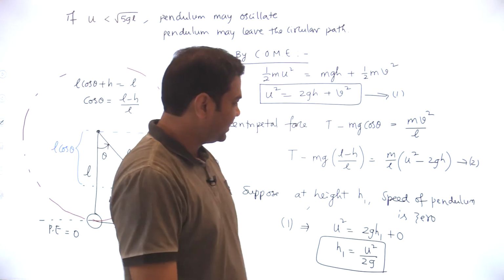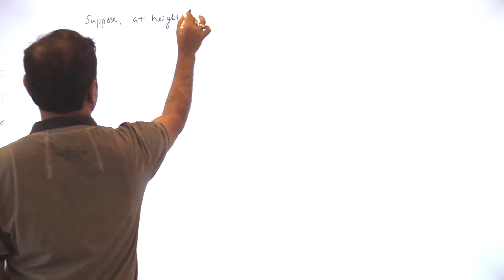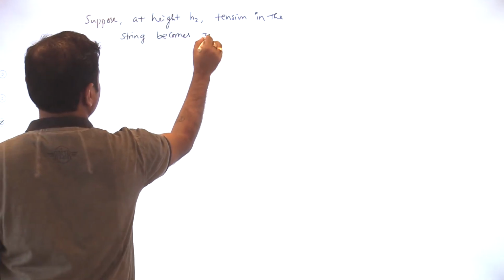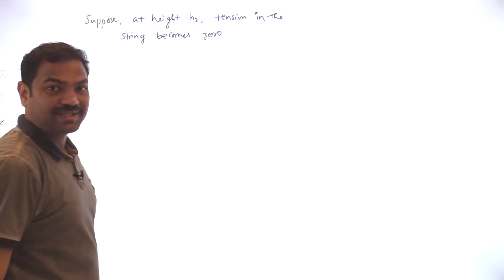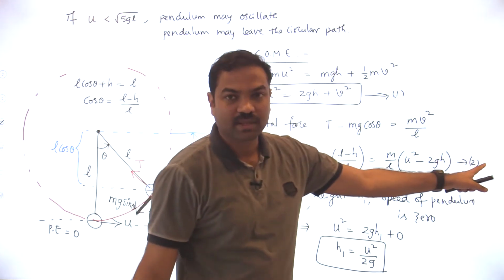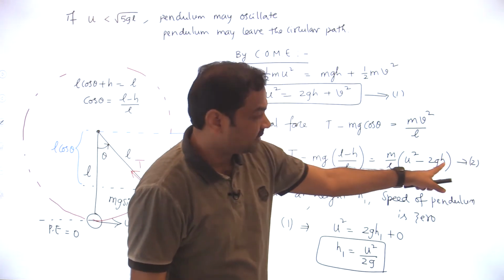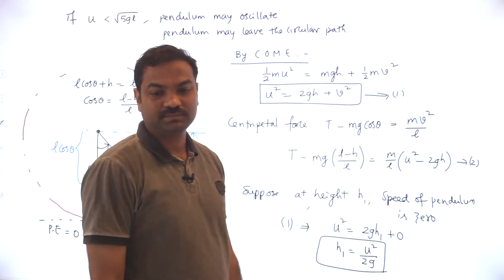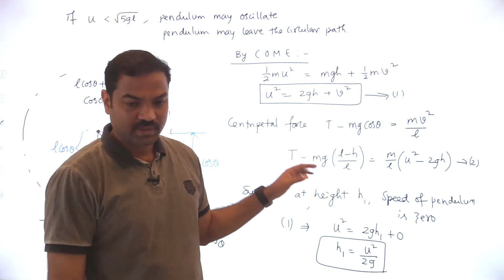That's the difference. Similarly, suppose at height h2 the tension in the string becomes 0. Understood? At what height is the tension 0? At h2 height. So now we have an equation here. If in the place of height I write h2, then what will the tension value become? The tension value will become 0. Getting my point?